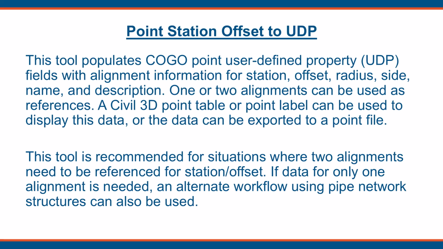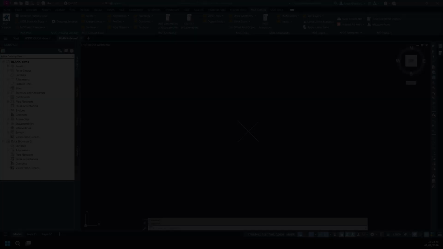One or two alignments can be used as references. The Civil 3D point table or point label can be used to display this data, or the data can be exported to a point file. This tool is recommended for situations where two alignments need to be referenced for station offset. If data for only one alignment is needed, an alternate workflow using pipe network structures can also be used.